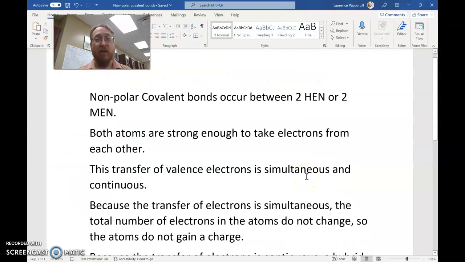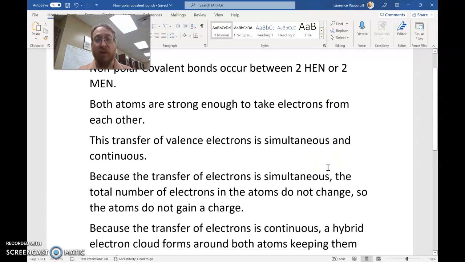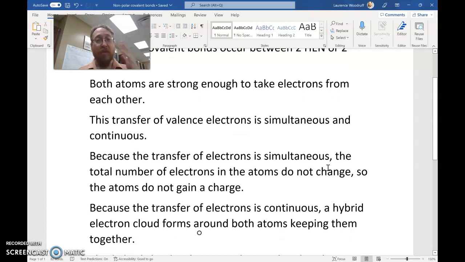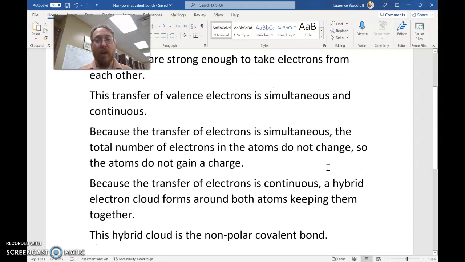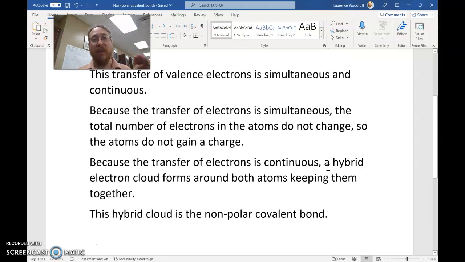A nonpolar covalent bond occurs between two highly electronegative or two moderate electronegative atoms. Both atoms are strong enough to take electrons from each other. That transfer of electrons is simultaneous and continuous. Because the transfer of electrons is simultaneous, the total number of electrons in the atoms do not change, so the atoms do not gain a charge. And because the transfer of electrons is continuous, a hybrid electron cloud forms around both atoms, keeping them together, and that hybrid cloud is the nonpolar covalent bond.